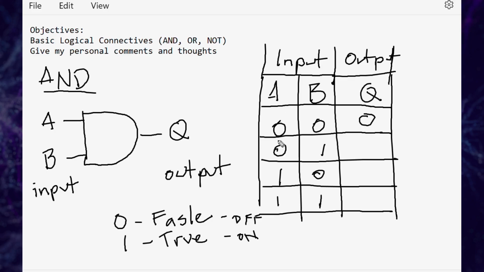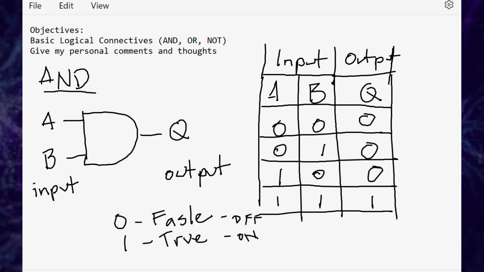If A input is 0 and B input is 1, still the output is 0. If the input A is 1 and B is 0, still 0. And you will only get the output that is 1 if both A and B are 1 or true. If both A and B are true, that's the only time you will get the output that is true.